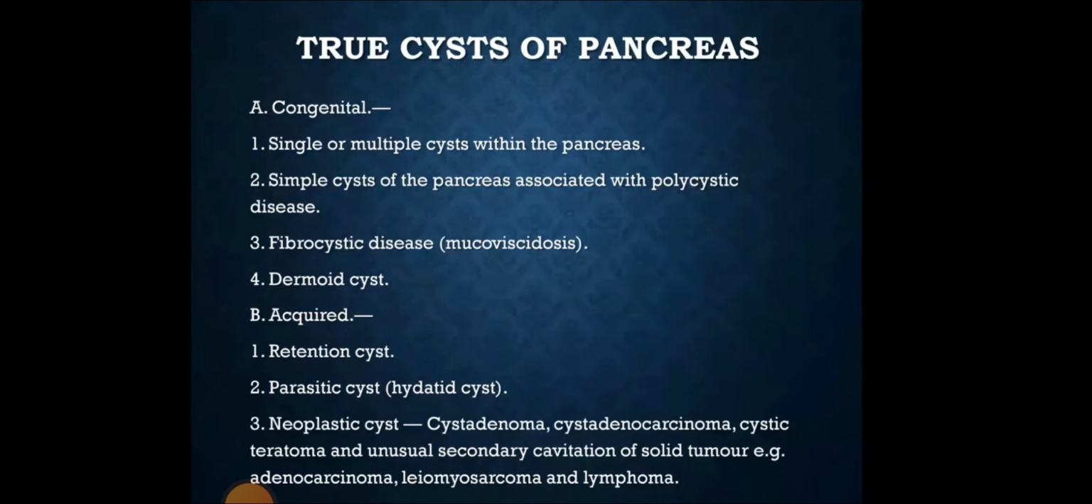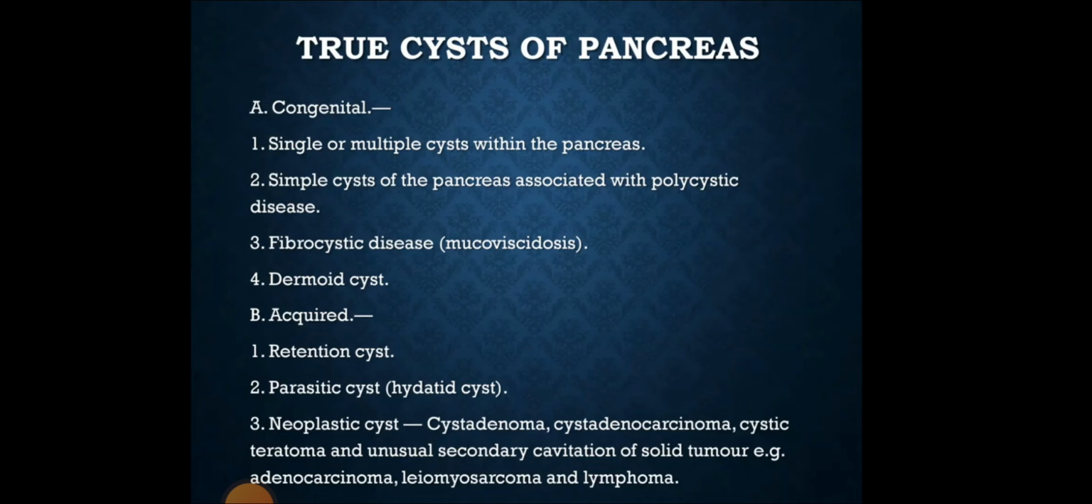And surgical techniques for acute and chronic, it is told three methods are told: excision, external drainage, and internal drainage. Next, we will see about the true cyst of the pancreas. So, true cyst of pancreas is classified as congenital and acquired.